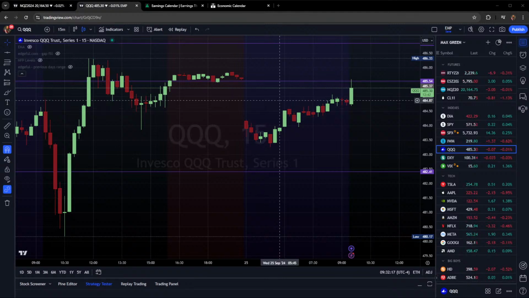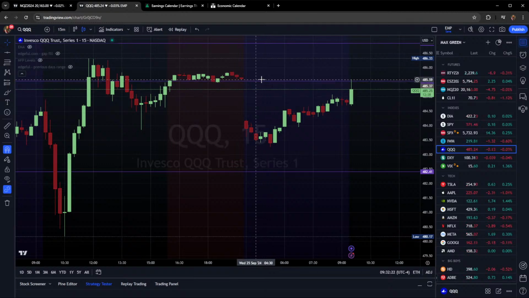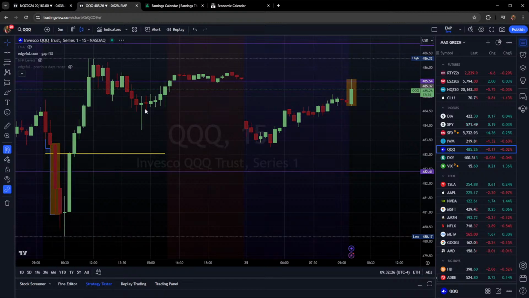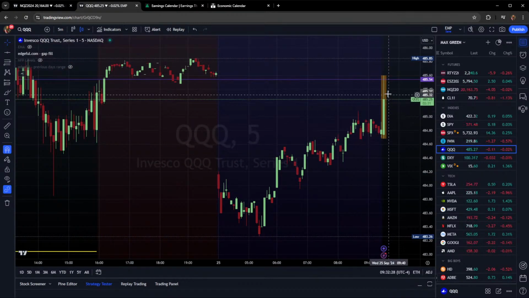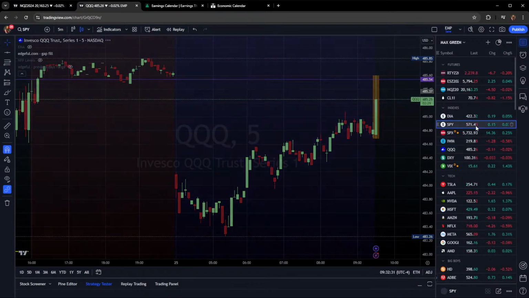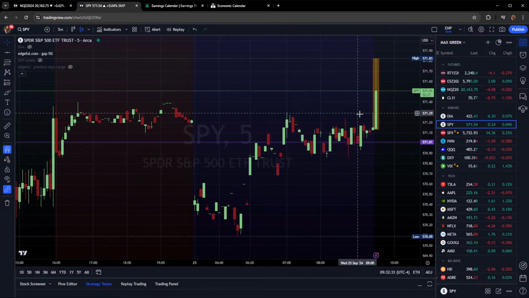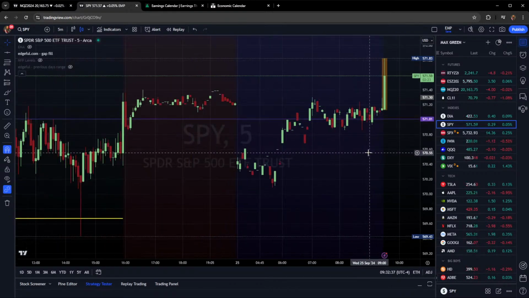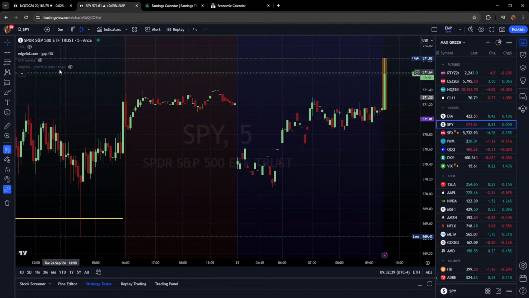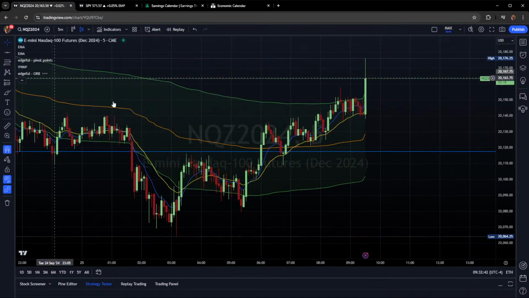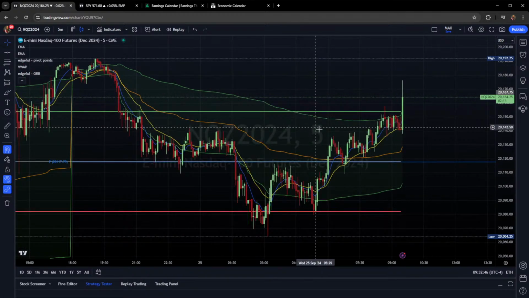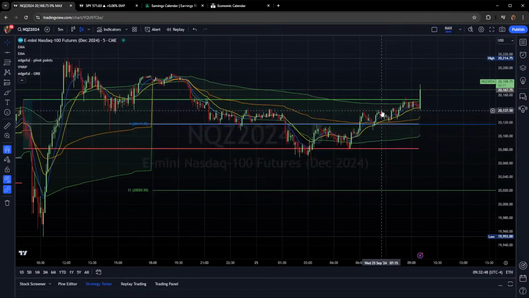The first thing, right as we opened here, we filled the session gap perfectly already. We also filled the gap on Qs right there on that candle. SPY's gap was basically already filled. Here's yesterday's close, so gap fills have already taken place. And we are pushing up here right at the open.